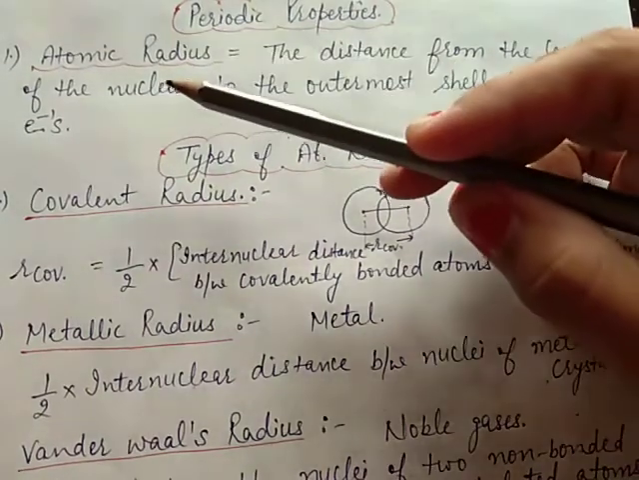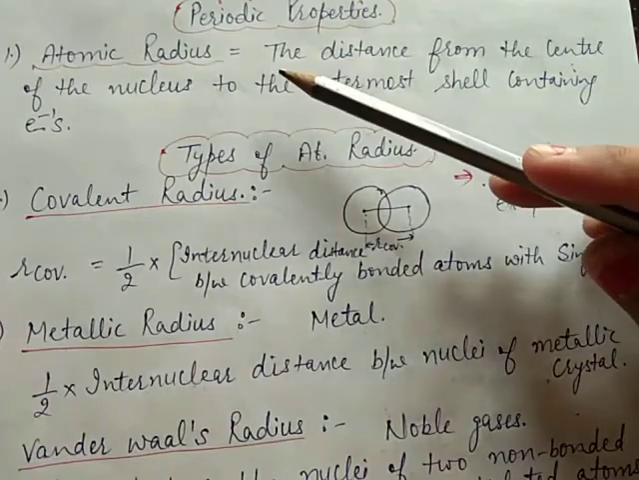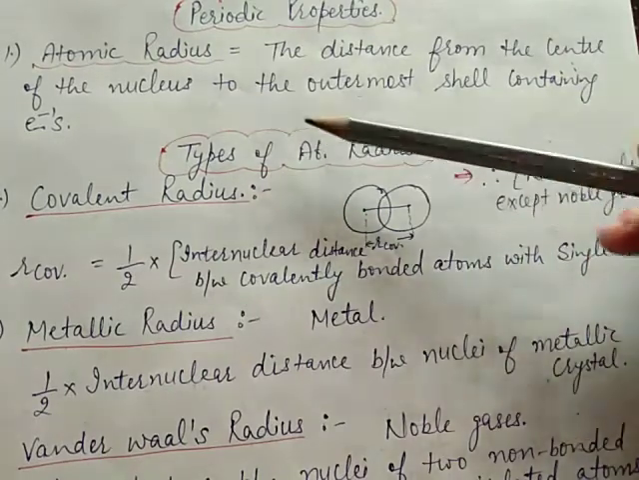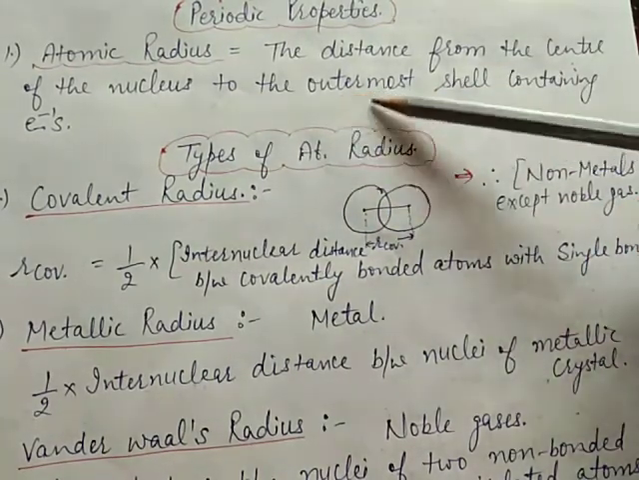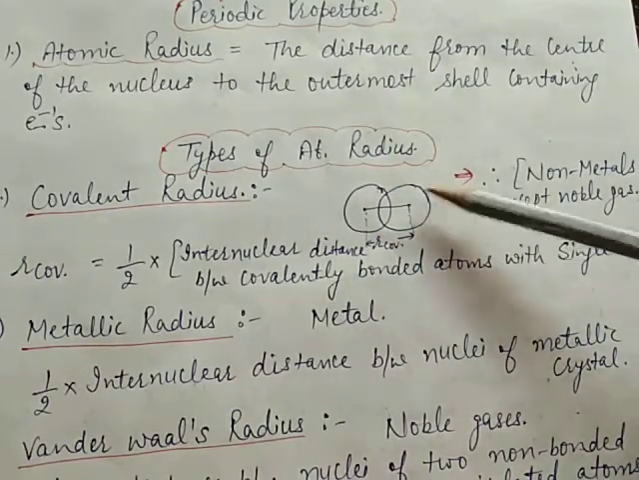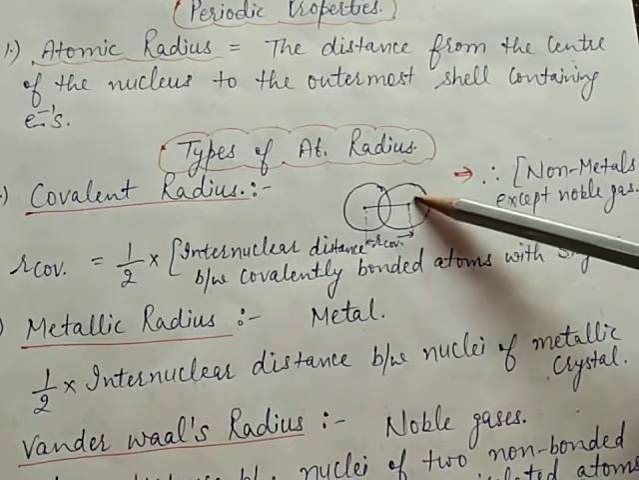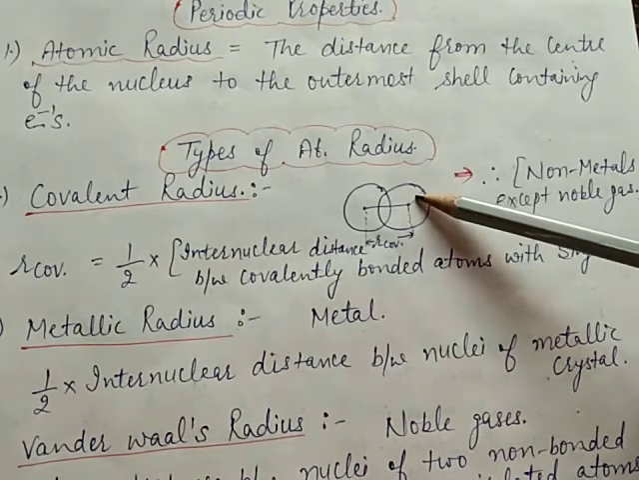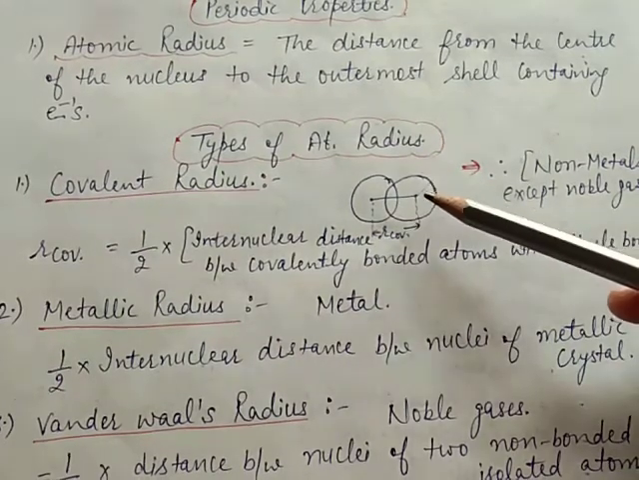Now, let us start with atomic radius. What do you mean by atomic radius? Atomic radius is the distance from the center of the nucleus to the outermost shell containing electrons. Suppose this is the nucleus and here the electrons are present. So this is the distance between the nucleus and the outermost electrons. This distance is called atomic radius.